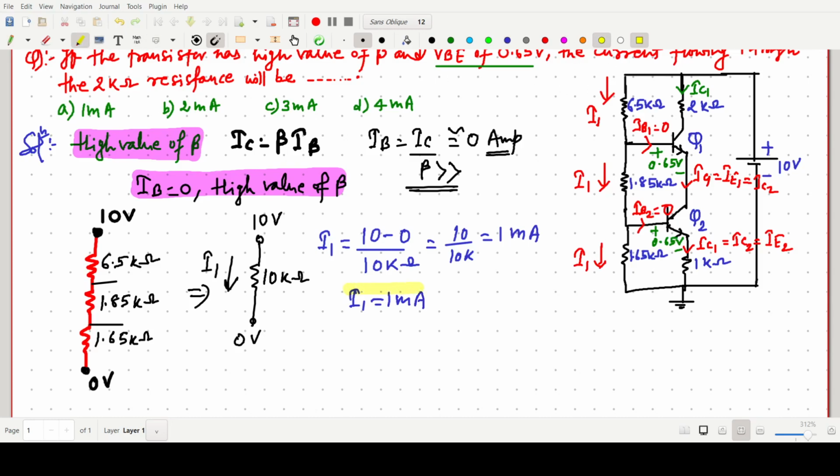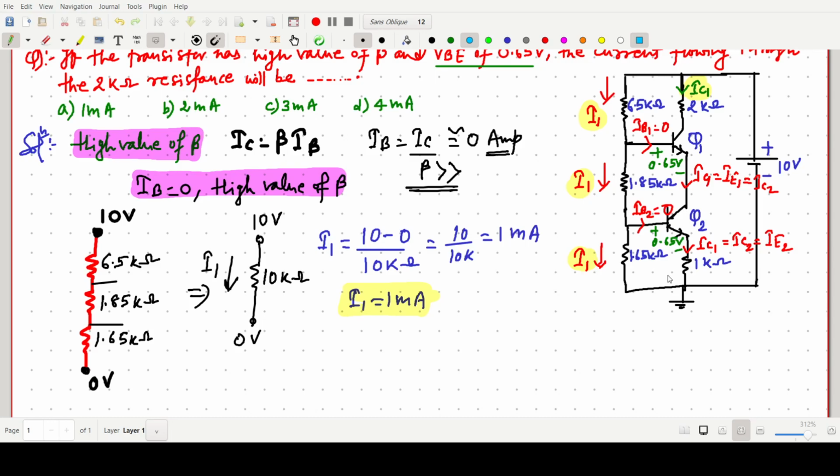So now we know the value of I1. Okay, now we know the value of I1, 1 milliampere. Okay, so why are we doing this? Because we have to find the value of IC1. For the calculation of IC1, what can we do now?